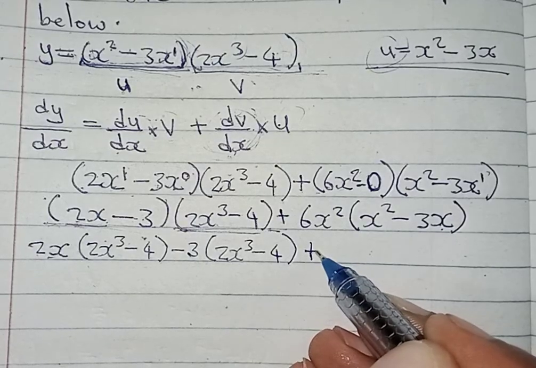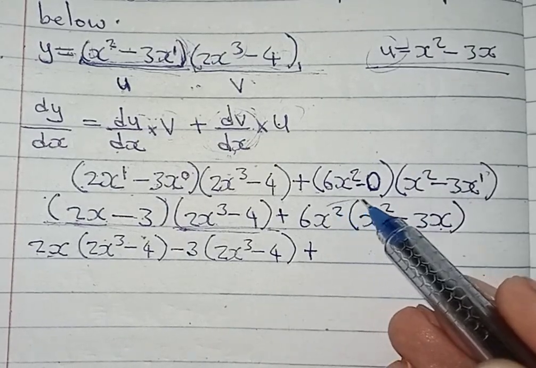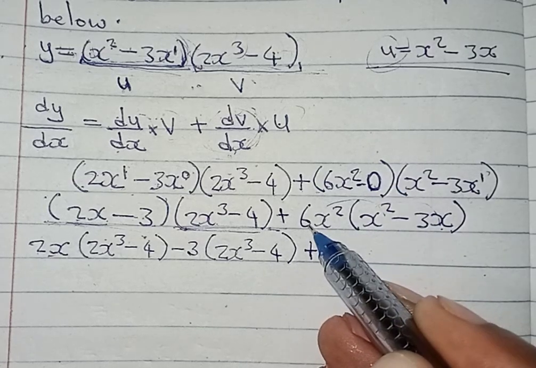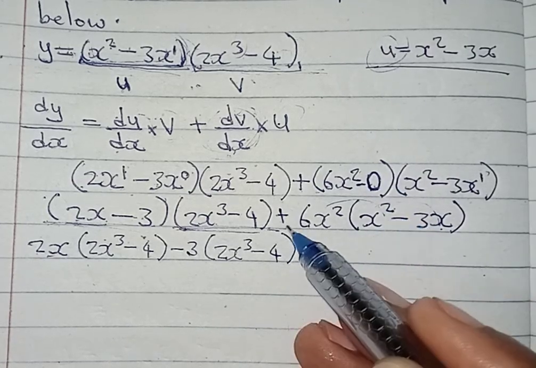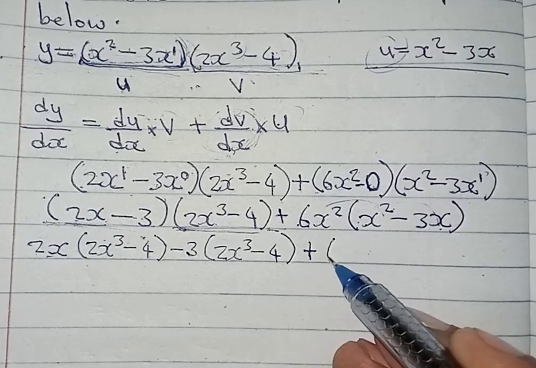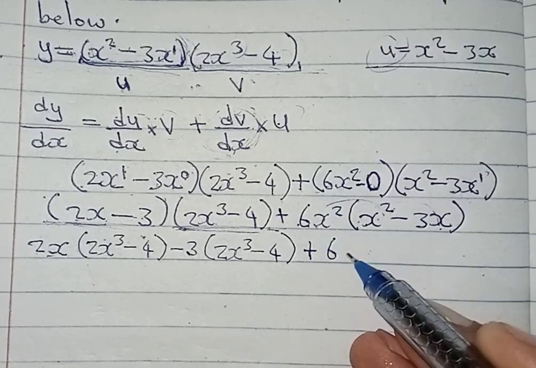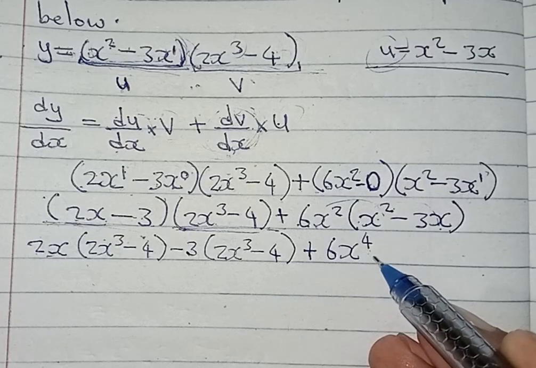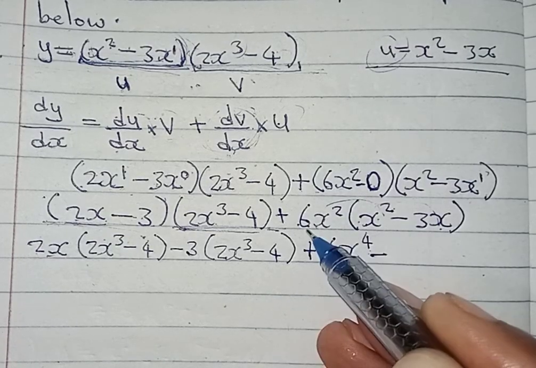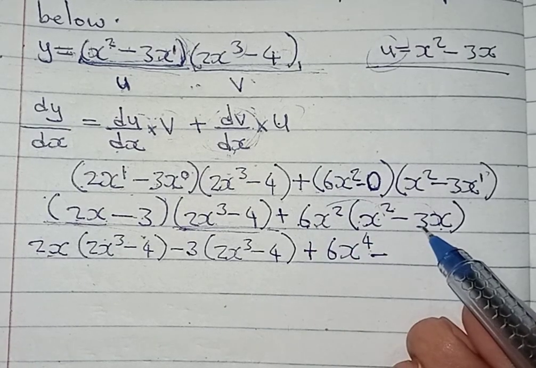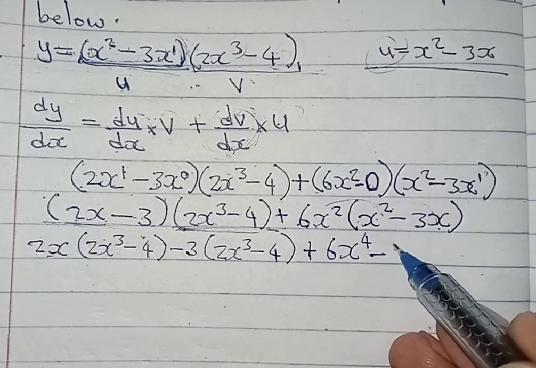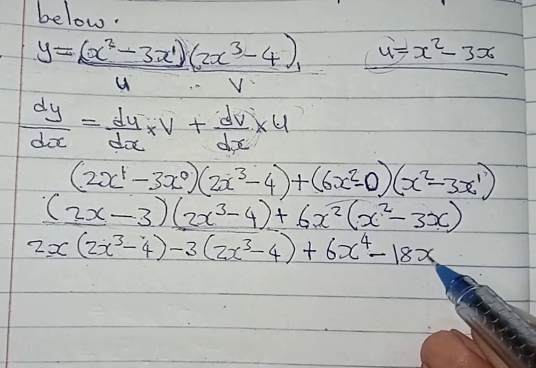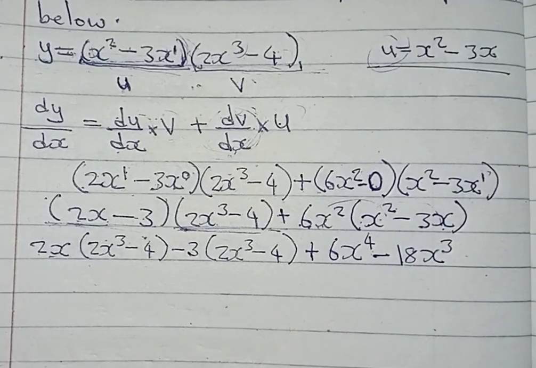On the other side, we don't need to struggle, just distribute over parentheses. So 6x squared times x squared. So we have 6 times 1, we get 6. And x squared times x squared, x to the power 4. Minus 6 times 3, 18. And x squared times x, we have x to the power 3.